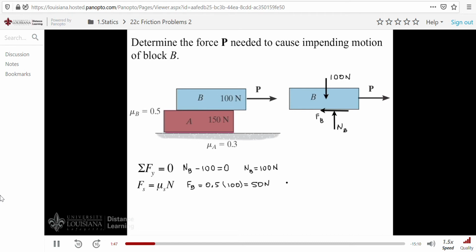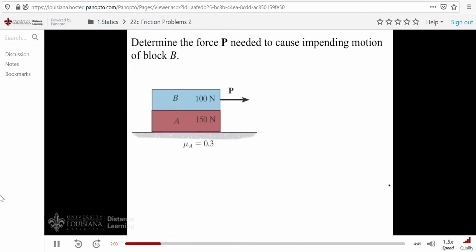Next, with some forces in the x direction. Doing that, we have P, and we have minus 50. And this equals 0, of course. Solve for P, you get the answer of 50 newtons. 50 newtons will cause this block to slip on this one. All right, now let's look at the other case, assuming both blocks stay together and the system slips on the floor. In other words, it moves like this.